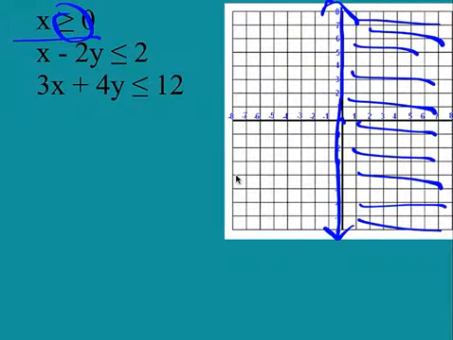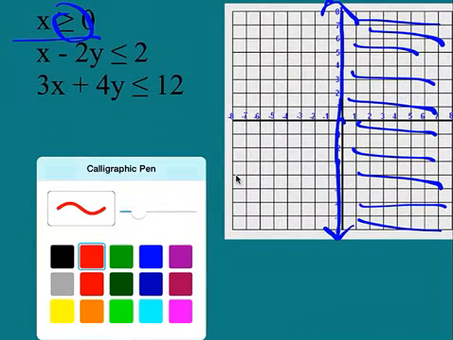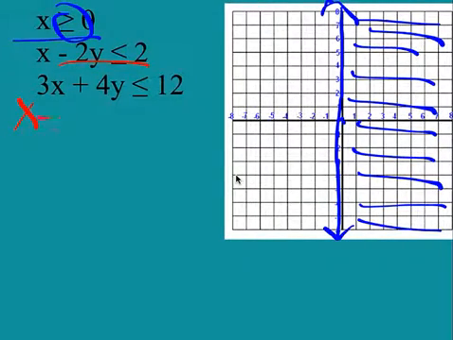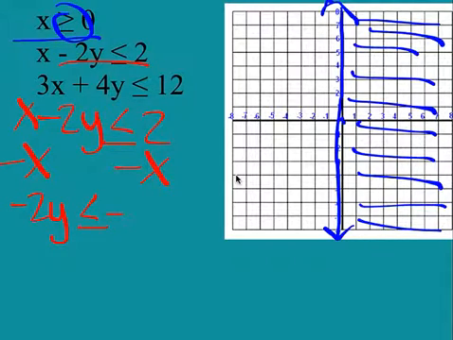Okay, so now let's take a look at this next equation, this one right here. So we need to solve that for y. So I have x minus 2y is less than or equal to 2. So I'm going to start by subtracting x from both sides, and I get negative 2y is less than or equal to negative x plus 2.